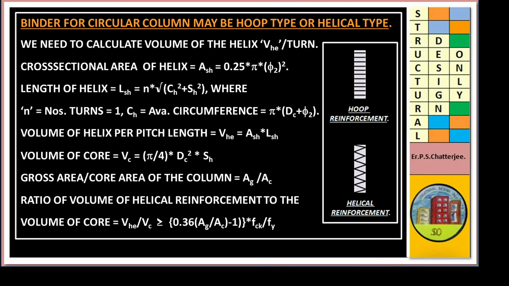Ratio of volume of helical reinforcement to the volume of core, VHE by VC, should be greater than or equal to 0.36 into (AG by AC minus 1) into FCK divided by FY.